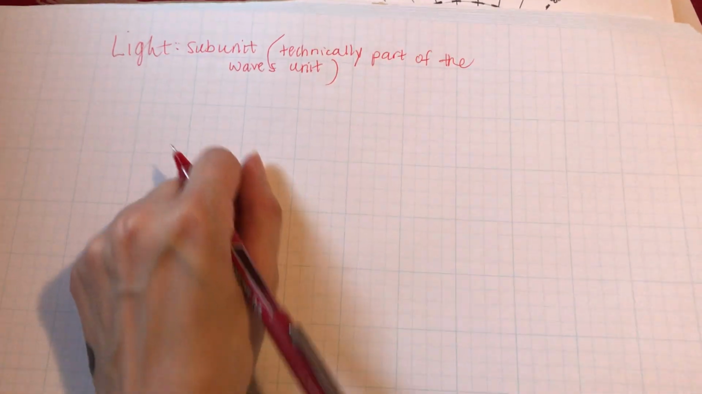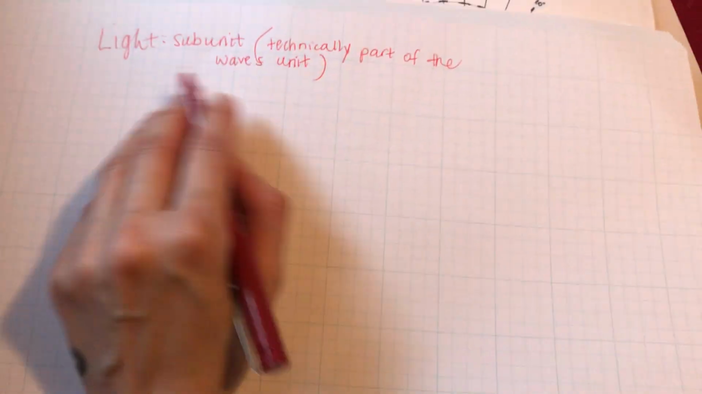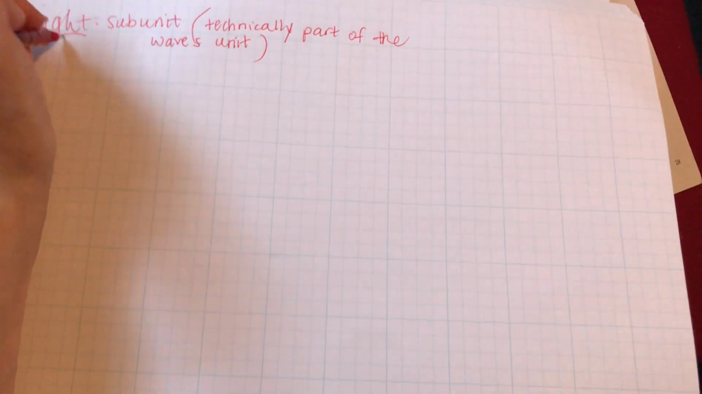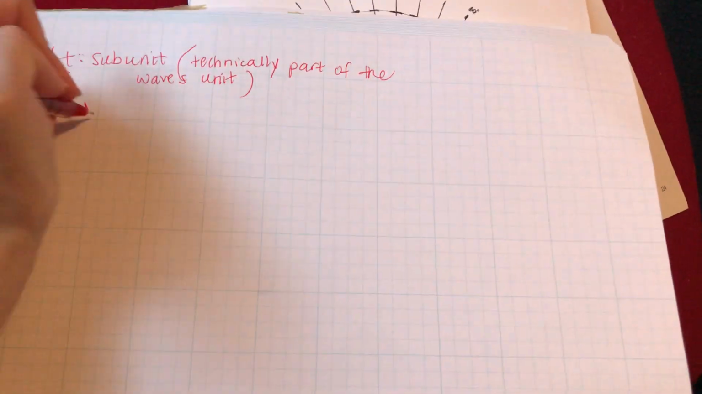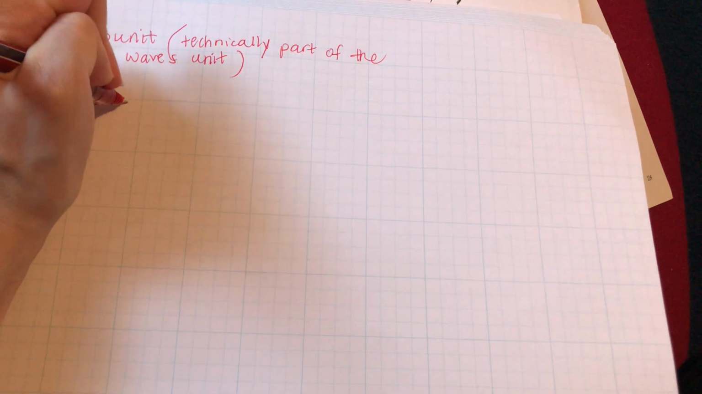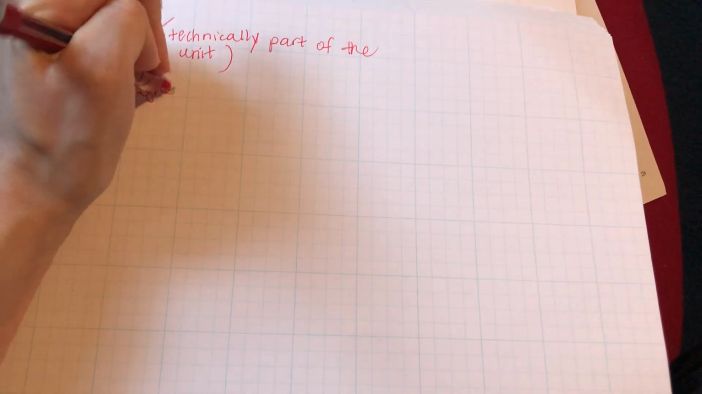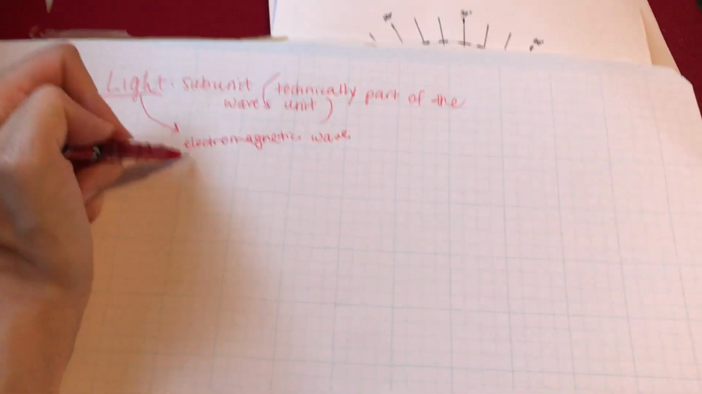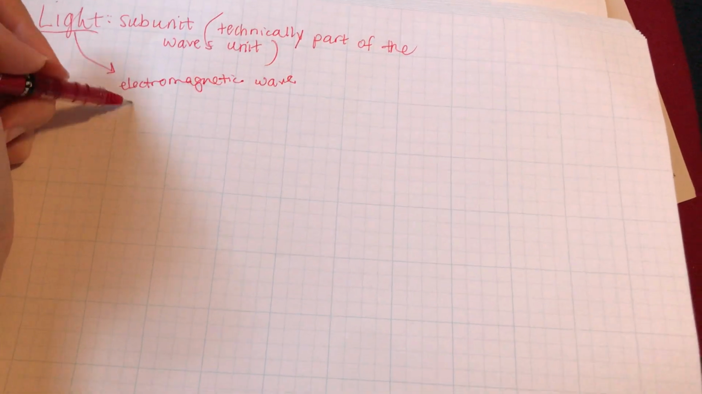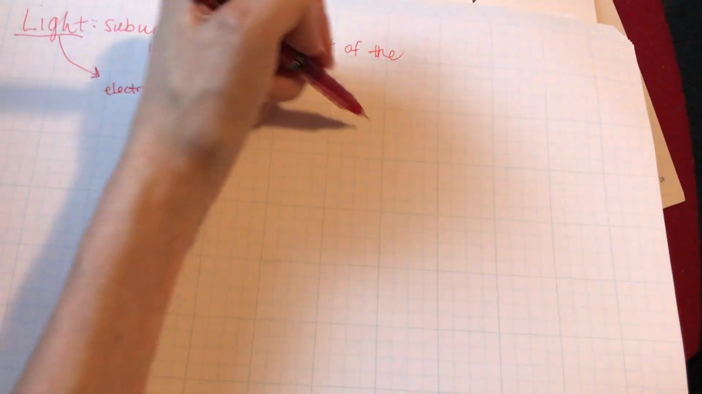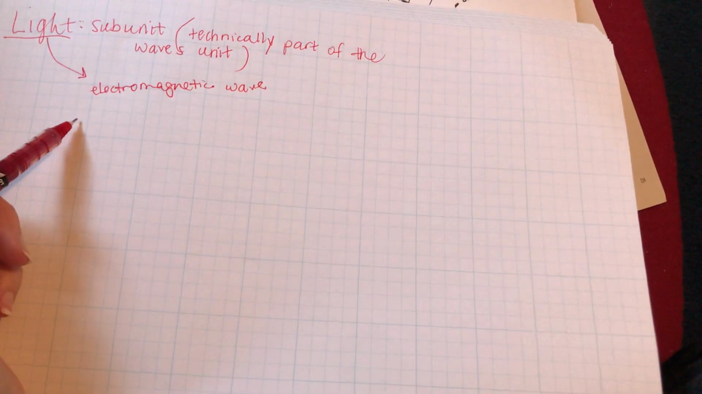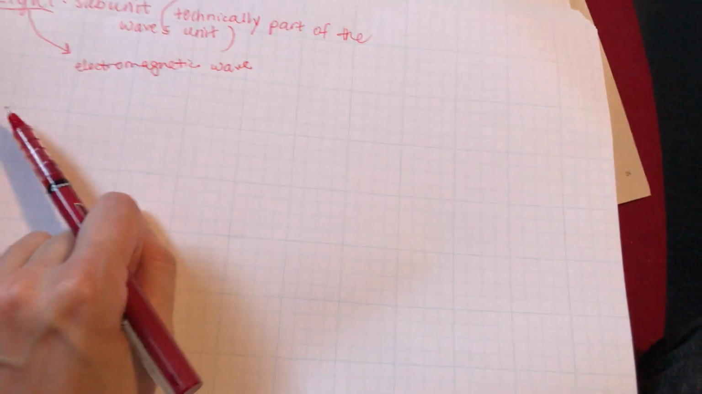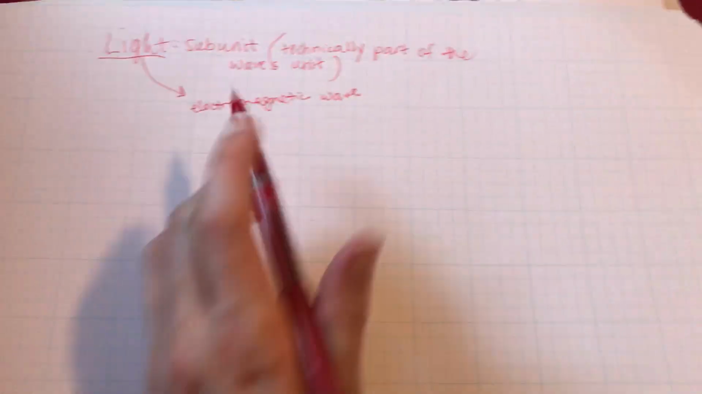Okay, so we're going to start a subunit of the waves unit that is specifically about light. When you think about light, I want you to remember that it is a form of an electromagnetic wave, which means it has an electron that is vibrating, and that generates an electric wave. And that electric wave is going to thereby generate a perpendicular magnetic wave, thereby giving us the electromagnetic wave, as is implied by the name.